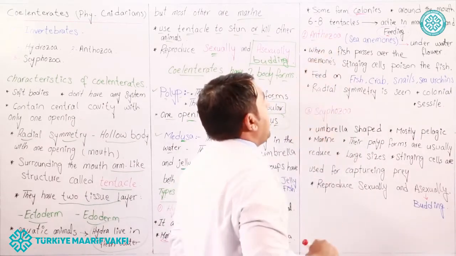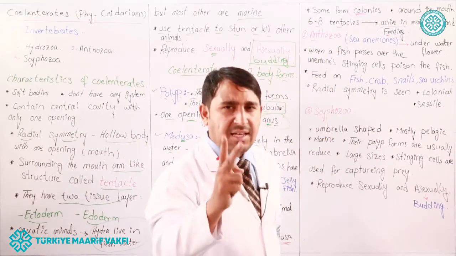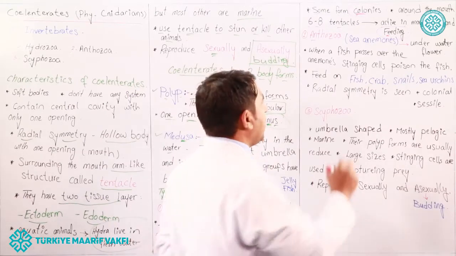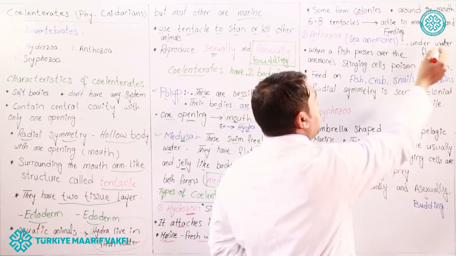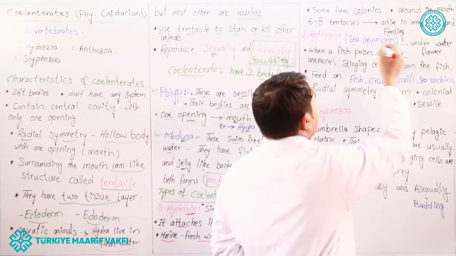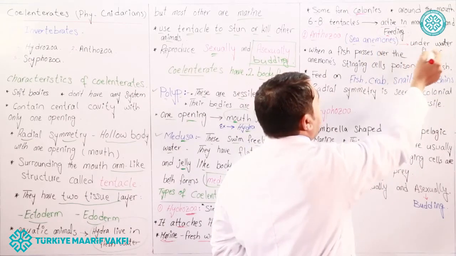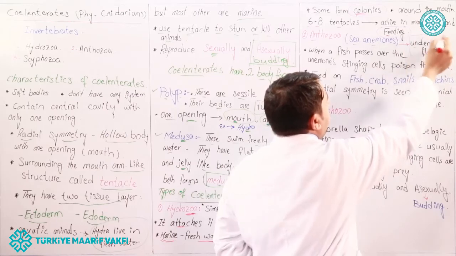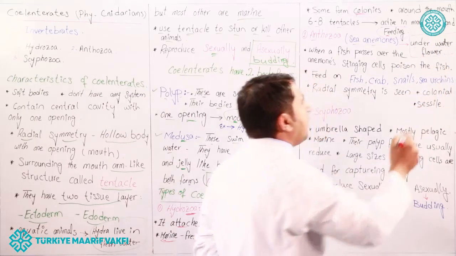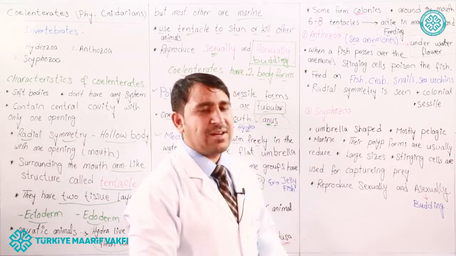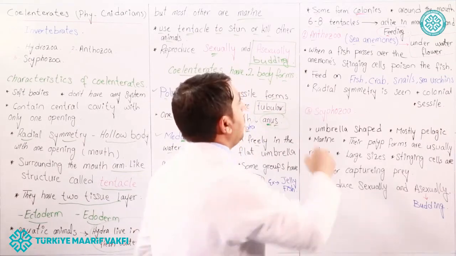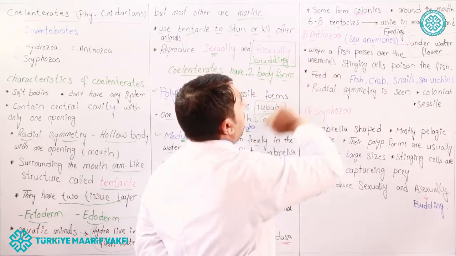Second class, Anthozoa. The second class of the coelenterates is the Anthozoa, or we can say sea anemones. Sea anemones live under the water, or we can also say they are like underwater flowers. If we look at them, they look like flowers. And which type of flowers? Underwater flowers. Characteristics of Anthozoa.